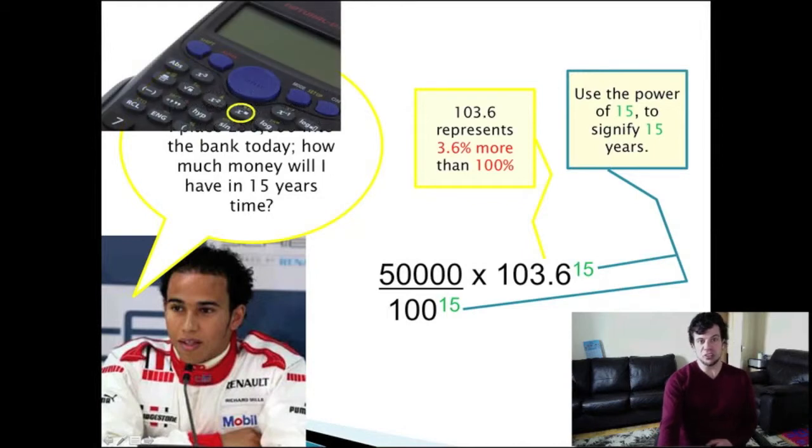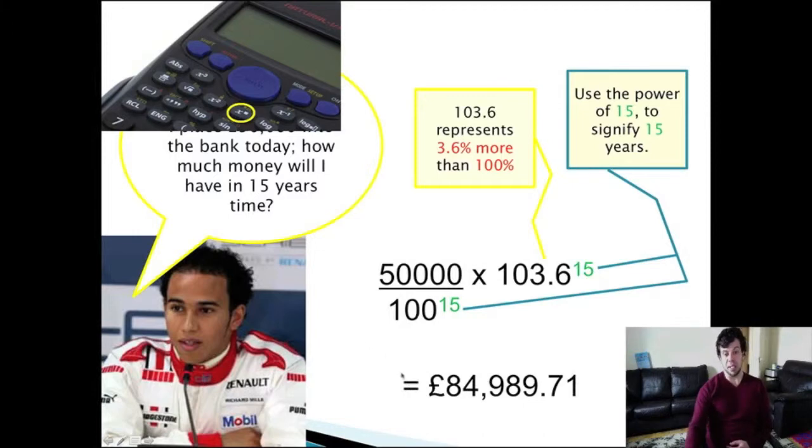Punch that in your calculator. Be careful to use the correct index button. It may be slightly different than your calculator. I will give you a few seconds to punch that calculation in, and then we'll see if we agree on answers. Be careful, so 2 decimal places, we should have £84,989.71 in Lewis Hamilton's bank in 15 years' time.